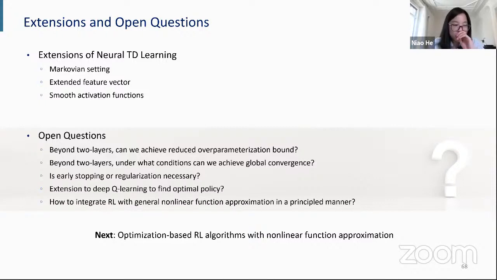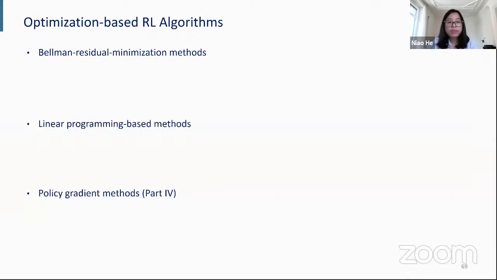So in the remaining time, I wanted to talk about other potential algorithms that we can more easily integrate with nonlinear function approximation. As you can see, even here with a two-layer neural network, for these value-based algorithms like TD learning and Q learning, the analysis is already very complicated and hard to analyze. So it would be interesting to see whether we can go beyond these value-based methods and derive easier ways to integrate nonlinear function approximation. This is what I would summarize as optimization-based RL algorithms.